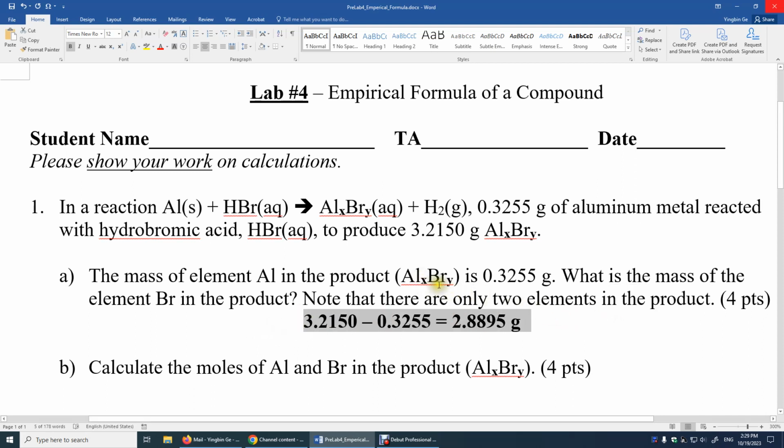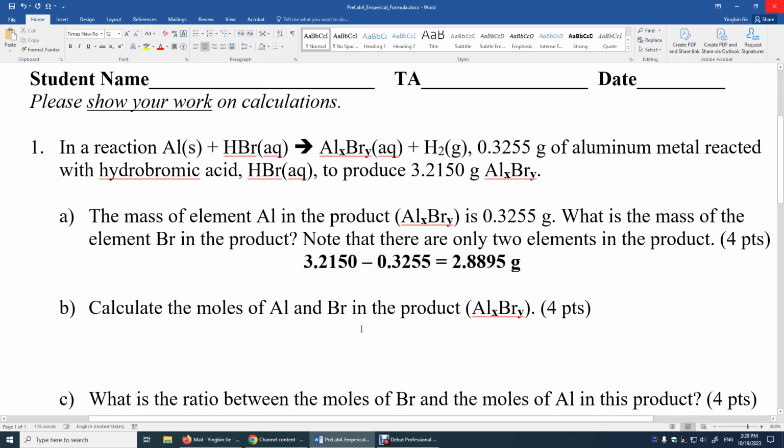Again, in this compound there are only two elements, aluminum and bromine. So this is the mass of aluminum, and therefore we can use the total mass of the two elements minus the mass of aluminum. We get the mass of bromine. Now calculate the moles of aluminum and bromine. We need to convert mass to moles using molar mass. So this is how we work on this.